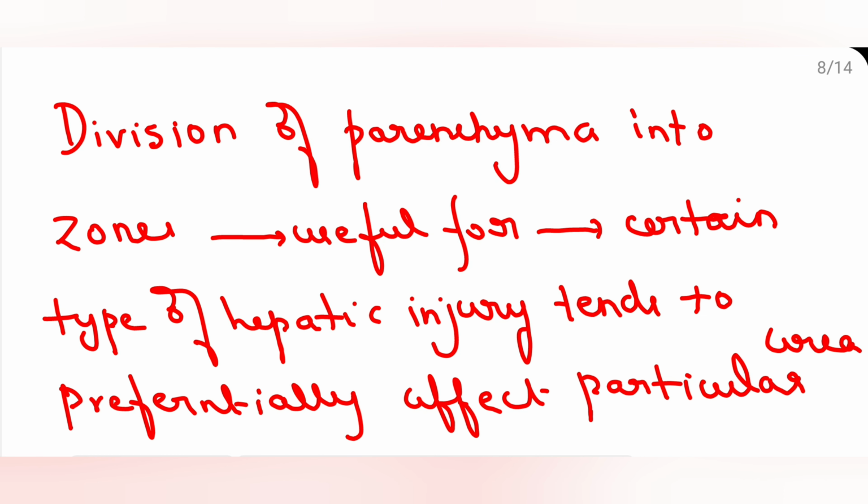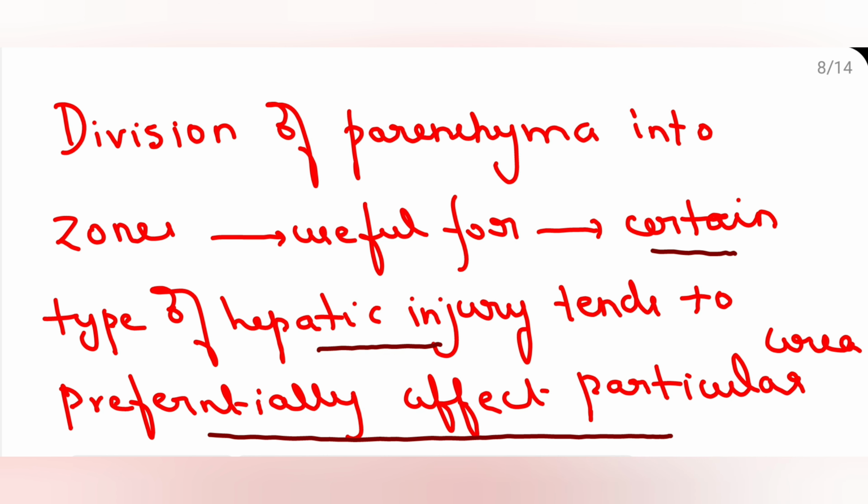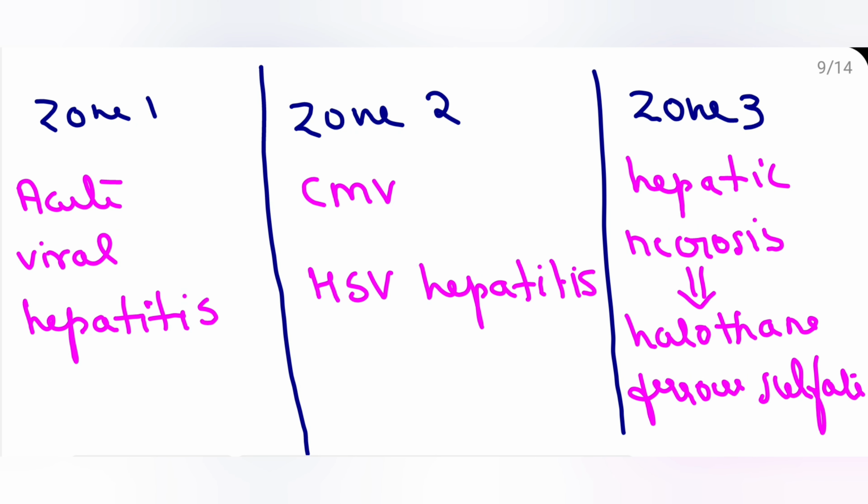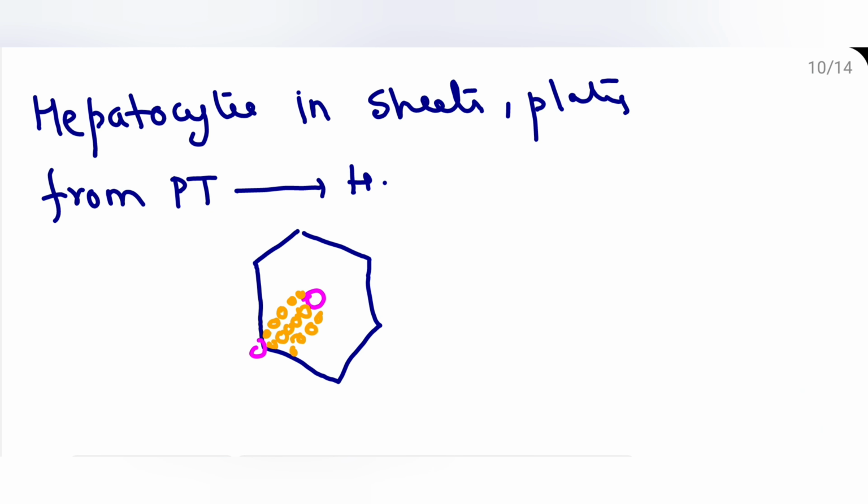Why is this division into zone 1, zone 2 and zone 3 important? Because certain types of hepatic injury tend to preferentially affect a particular area. Certain injuries will be in zone 1, certain injuries in zone 2, certain injuries in zone 3. That's why this division is very important. For example, in zone 1 acute viral hepatitis begins. In zone 2, cytomegalovirus or herpes simplex virus hepatitis. In zone 3, hepatic necrosis due to halothane or ferrous sulfate poisoning is seen.